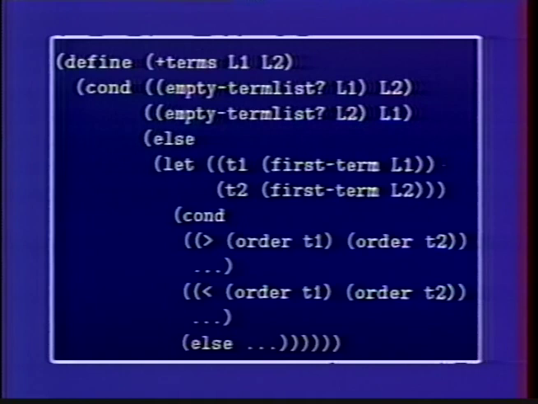What we're going to do is grab the first term in each of those lists. We'll call them T1 and T2. And we're going to look at three cases depending on whether the order of T1 is greater than the order of T2, or less than T2, or the same. Those are the three cases we're going to look at. Let's look at this case.